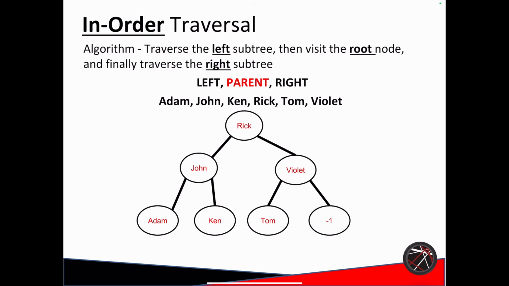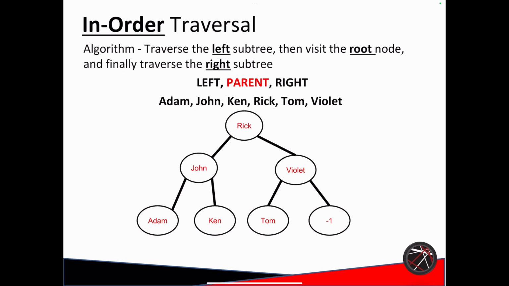Okay, our next one of these is in-order traversal. An in-order traversal is really good if you want to look at a tree and check have you added the data correctly. In other words, as you move from left to right, if you sort of move your finger across the screen, you'll see that your finger will go over Adam first, then John, then Ken, then Rick, then Tom, and then Violet. In other words, it's going to read it in alphabetical order. So a very good, quick way of just checking have you done it correctly.